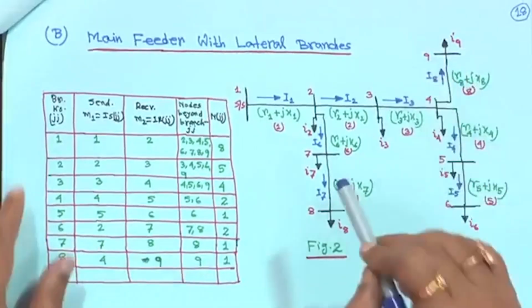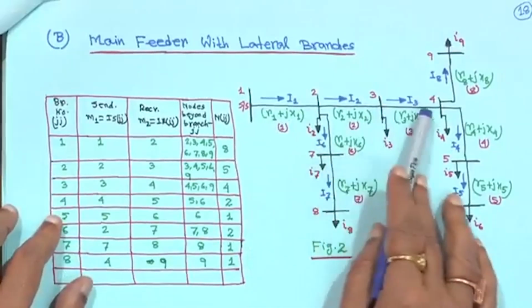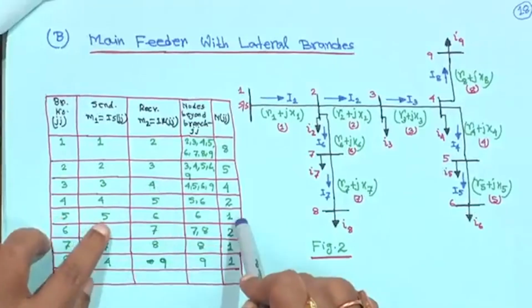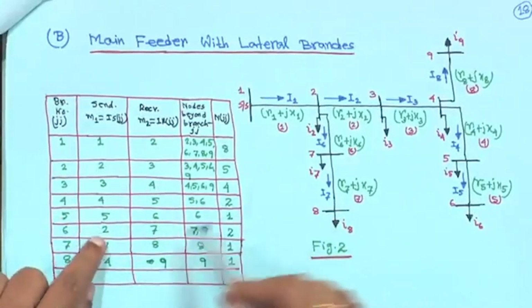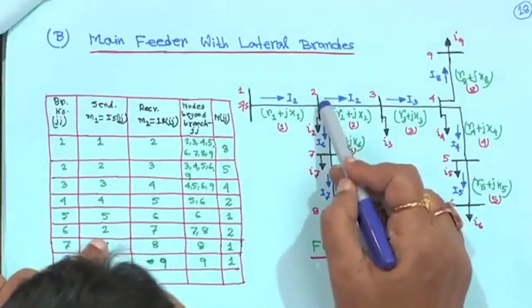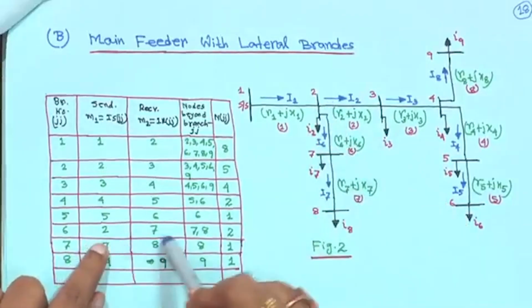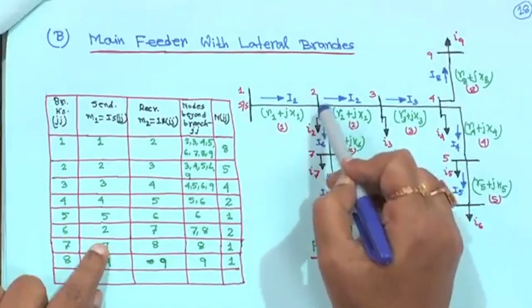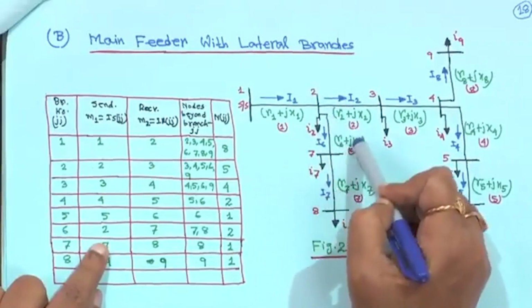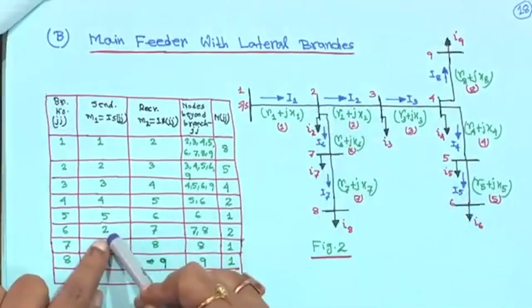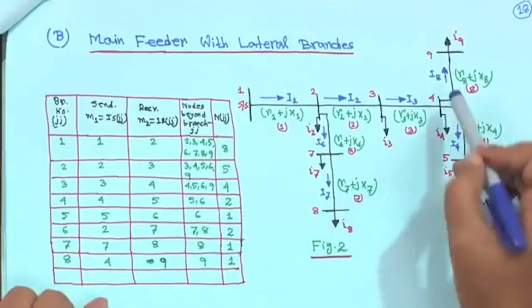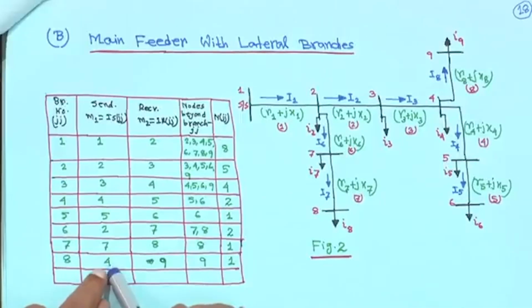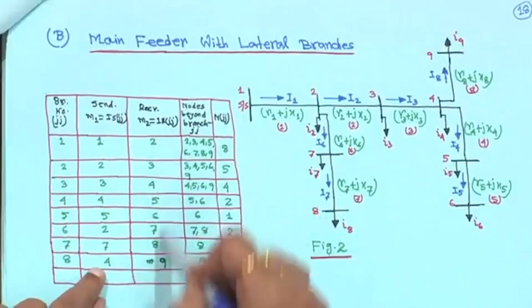So, it is 9. Now, connectivity is, look, 1 to 2, 2 to 3, 3 to 4, 4 to 5, 5 to 6, right. Then note, when you come to branch 6, the sending end node is 2, receiving end node is 7. So, it is 2 to 7, right, because this lateral is emerging from node 2. So, branch 6 is actually 2 to 7, then 7 to 8. Similarly, branch 8 is emerging from node 4. So, 4 to 9. So, here sending end is 4 and receiving end is 9.